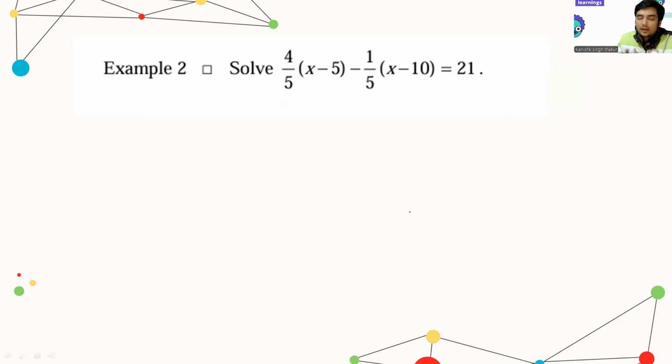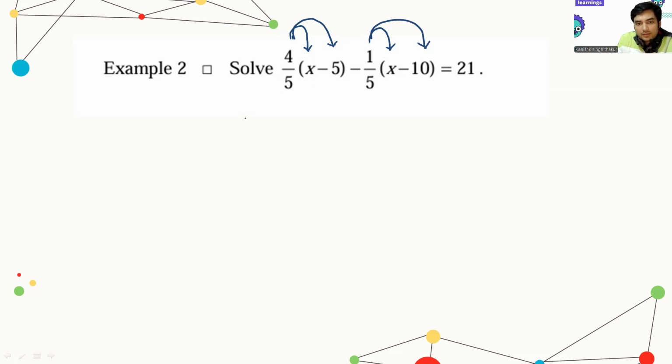Okay. Now we have this equation, right? 4 over 5 (x minus 5) minus 1 over 5 (x minus 10) is equal to 21. I'll be multiplying it, then I'll be telling you how to solve it by expanding brackets and all. Okay. So see now 4 over 5 multiplied to this also will multiply to this also. 1 over 5 will be multiplied to this also, with this also. Negative sign I'll take it outside. Afterwards I'll multiply the negative sign.